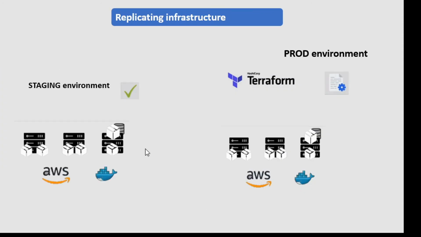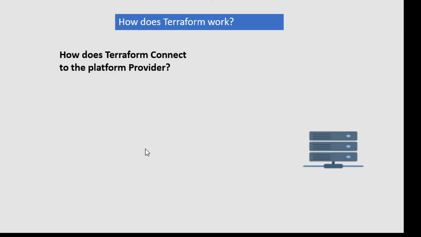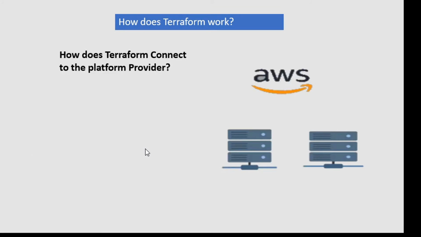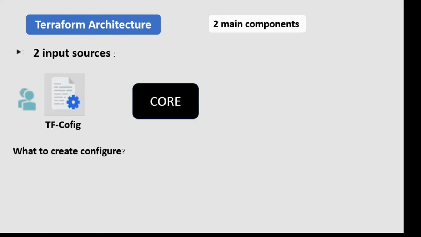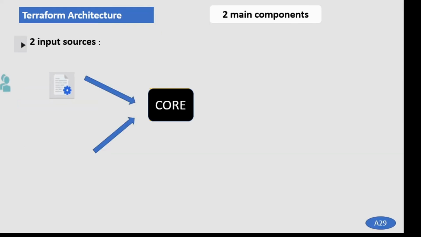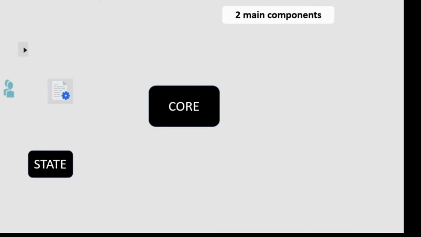The first one is the Terraform configuration that you write as a user, right? Where you define what needs to be created or provisioned. And the second one is the Terraform state, where Terraform keeps an up-to-date state of what the current setup of the infrastructure looks like. So what Core then does is take this input and figure out the plan of what needs to be done.